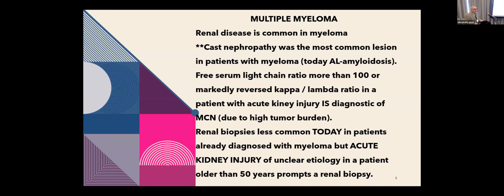So we know that renal disease is very common in myeloma. We know that patients with myeloma today, the most common lesion that we see in those patients is not myeloma cast nephropathy, it's actually AL amyloid. More importantly, we're not going to see a lot of myeloma cast nephropathy going forward because we're not going to biopsy those patients. We have the serum test for kappa and lambda light chains. We create a ratio. If that ratio is more than 100, the nephrologists are saying this is myeloma cast nephropathy until proven otherwise. It doesn't need a biopsy. So we're going to see less and less of these cases.